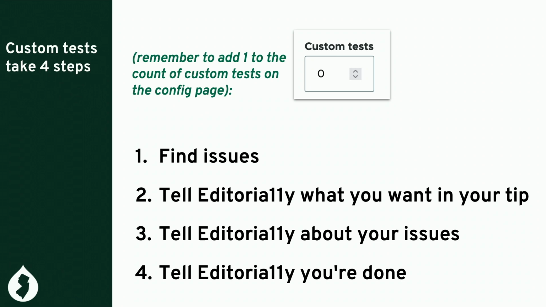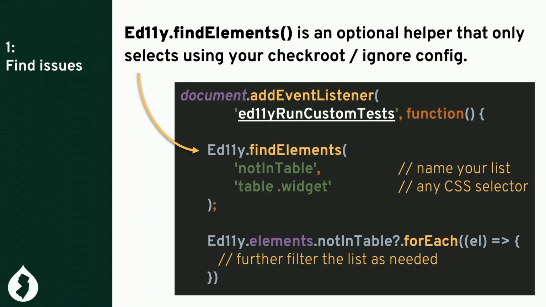And then you're going to find your issues. You're going to tell editorially what you want to go in the tip. You're going to tell it which elements should be flagged, and then you'll tell it you're done. So finding issues. You can do anything you want.